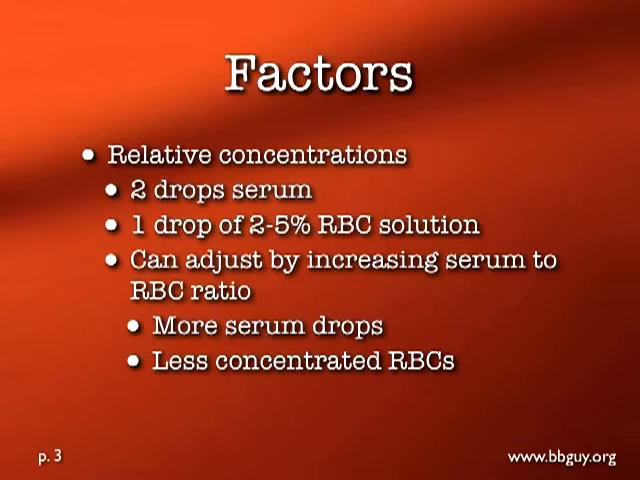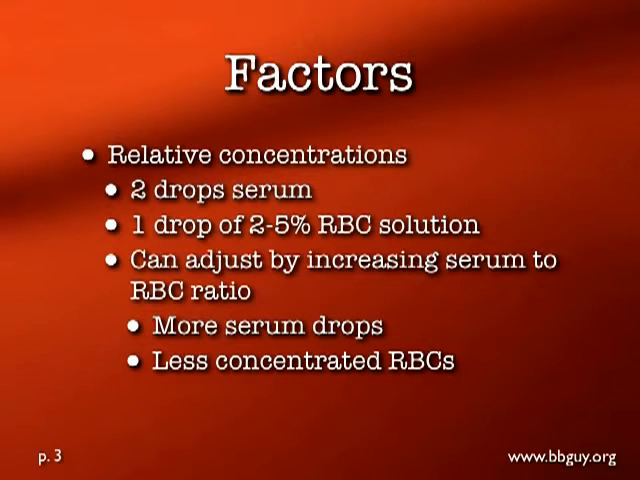Next, in terms of the factors that influence whether or not we're going to be able to do an antibody-antigen interaction, is the relative concentrations. Normally, in blood bank testing, we use 2 drops of serum for every 1 drop of 2 to 5% red cell solution. But that's not really hard and fast. That's not definite and set in stone. You can manipulate it by adding more serum drops, and reference labs do this quite often, or using less concentrated red cells to increase the ratio of serum to red cells, or increase the ratio by direct extension of the antibody to the red cell antigens.